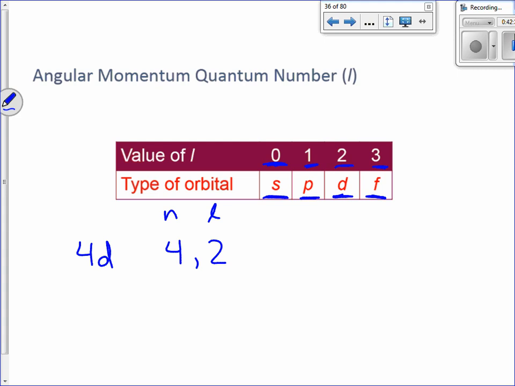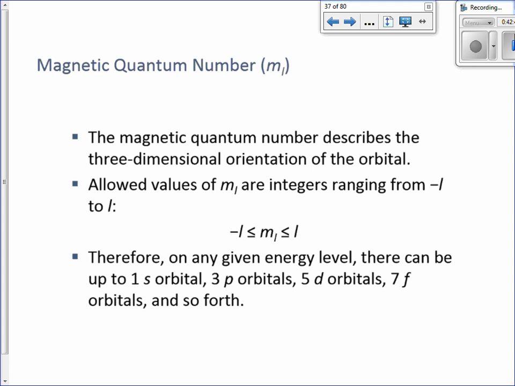Following the quantum numbers again. Because now we're going to get to the tricky one, M sub L. That one's the hardest one, I think. The magnetic quantum number describes the orientation of the orbital. Now, what do we mean by orientation of the orbital?